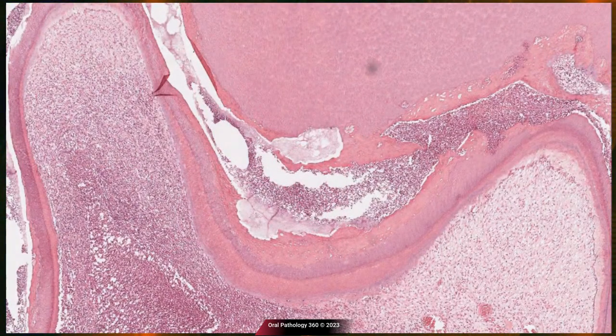Here's a little higher power of the shell within the tooth. Pulp, it's got an abscess, as he indicated. And here is our tubular dentine. It's a little bit of an interglobular dentine pattern. But this osteodentine repair here.